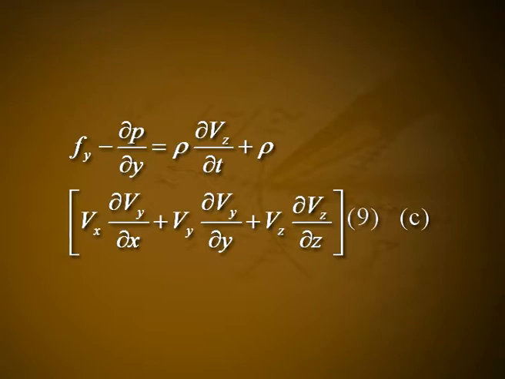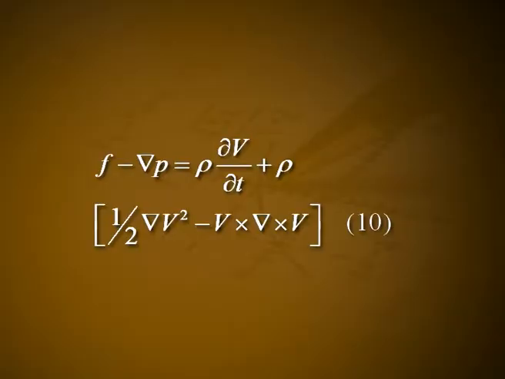Fy minus ∂p/∂y is equal to rho into ∂Vz/∂t plus rho into (Vx ∂Vy/∂x plus Vy ∂Vy/∂y plus Vz ∂Vz/∂z). Let it be equation number 9c.